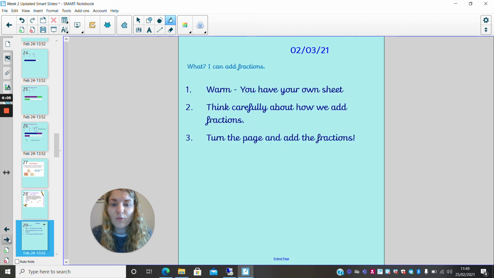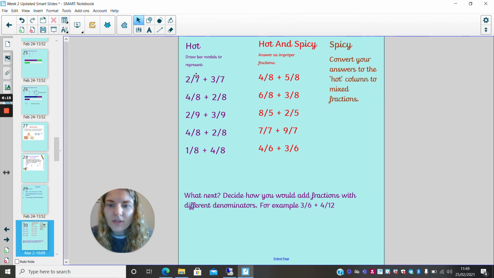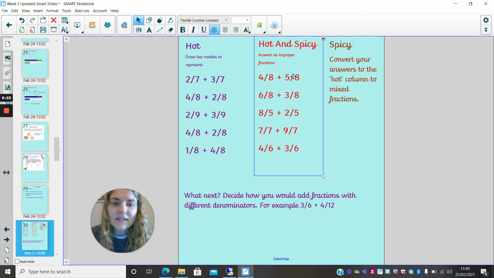All right, so warm guys, you've got your own sheet. Everyone else, you're going to add these fractions for me. So to begin with, I want hot people to add these ones. Spicy, have a go as well if you want. Then the hot and spicy column, you need to answer these as an improper fraction.